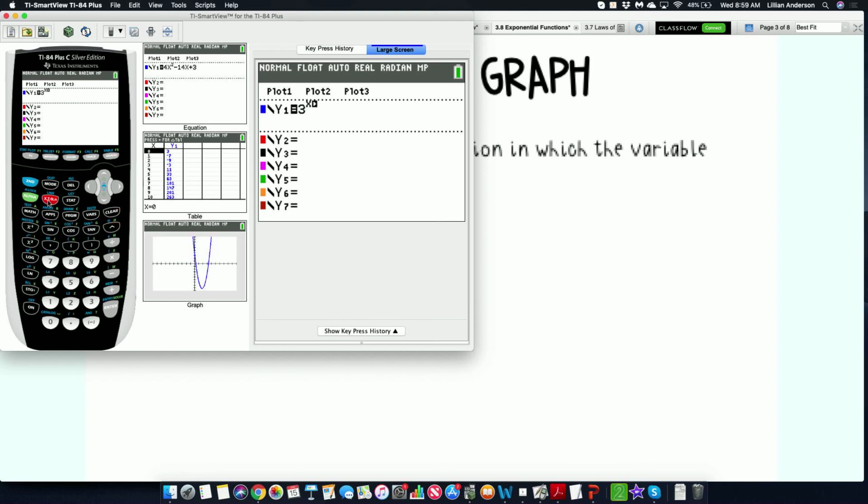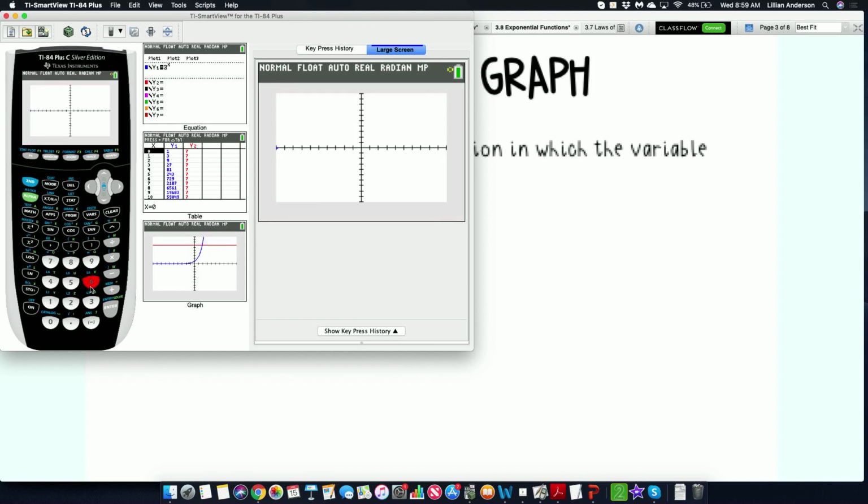So that's going to be 3 to the x. You press the caret button, and that's how you get the exponent. You put an x there. And then you'll put 7 in y2. Then remember, I don't know what we did in our calculators last, so how do I go back to a regular window? Zoom 6. Very good. So zoom 6. My blue will be my exponential function, and my red would be 7.